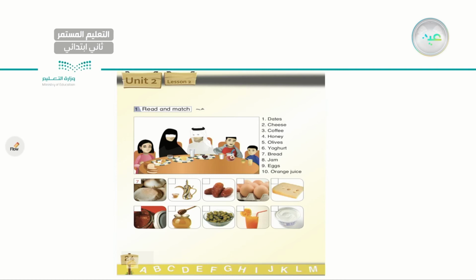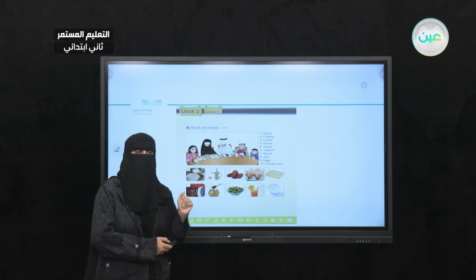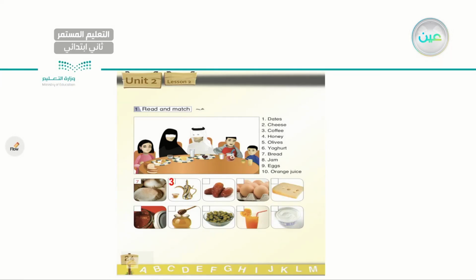I have a picture of bread. That's number 7. Right next to it, I have a picture of, what do you think? It's a coffee. Very good. Number 3, it's a coffee. Make sure you are writing the correct answer. I have coffee. Next, I have, what do you think? I have number 1, dates. Very good. I have dates.